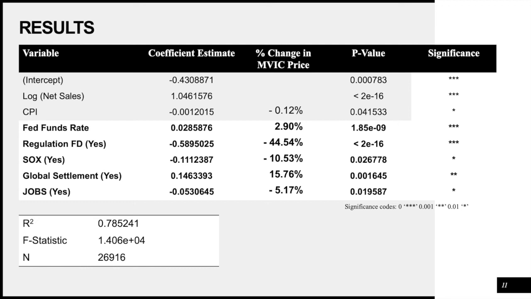On a quick glance, all the results seem to be counterintuitive. All regulation pieces that increase the cost of being public actually seem to decrease the acquisition prices, with the exception of the global settlement.